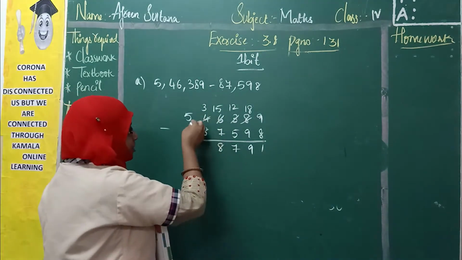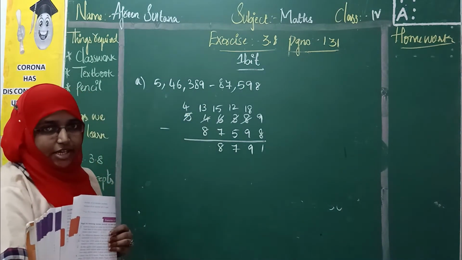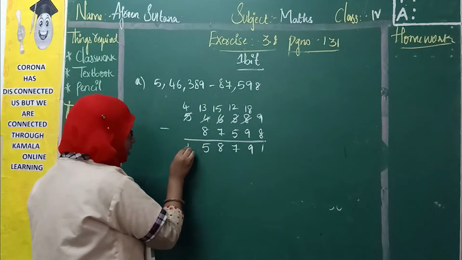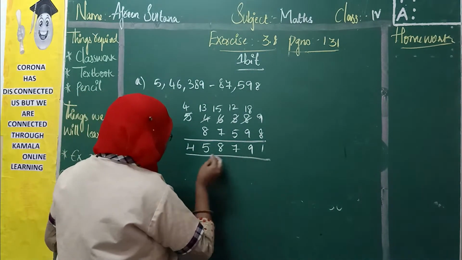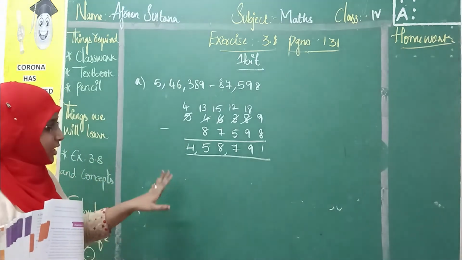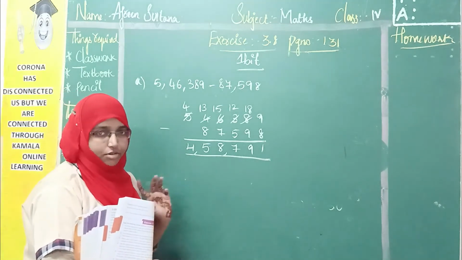Again you cannot subtract, so I borrow. Now this becomes 4 and this is 13. So 13 minus 8 is 5. And what is the answer here? 4. So 4,58,791 is the difference. I need to check whether the answer which I got is exactly right or wrong.